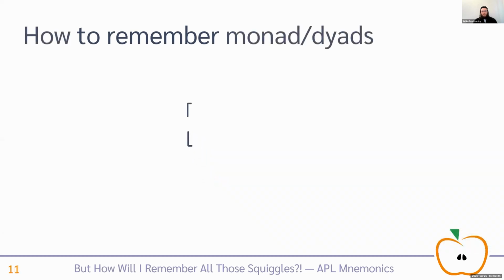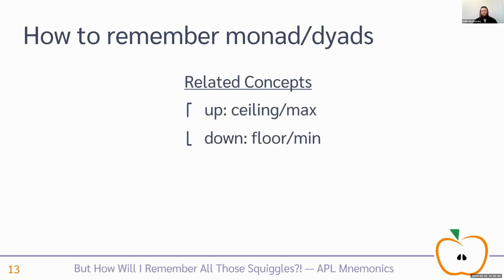Okay, that's the upstile and the downstile. Notice that these two meanings, while they're not actually the same meaning, are kind of related concepts. It's the concept of going up, the concept of going down. Up as in ceiling, up as in the maximum, down as in the floor, down as in the minimum.